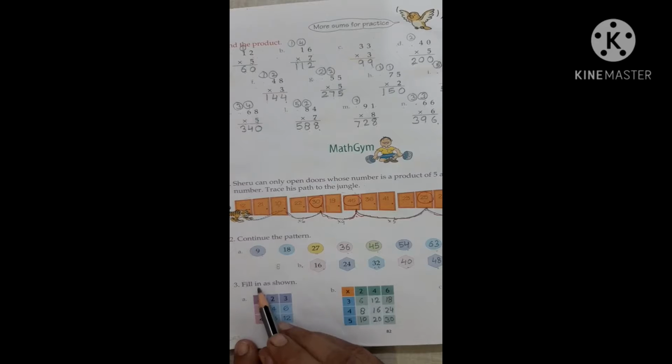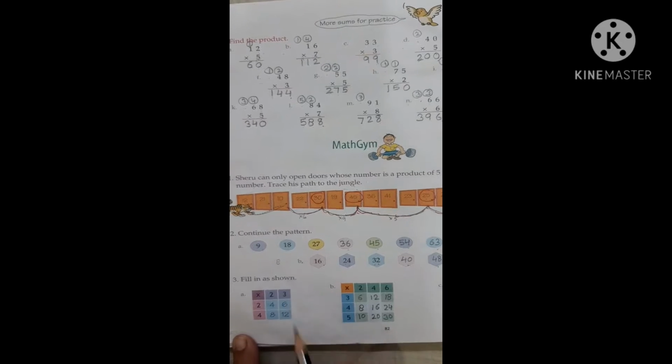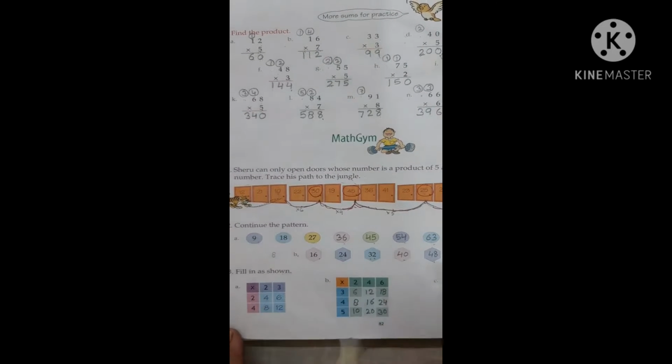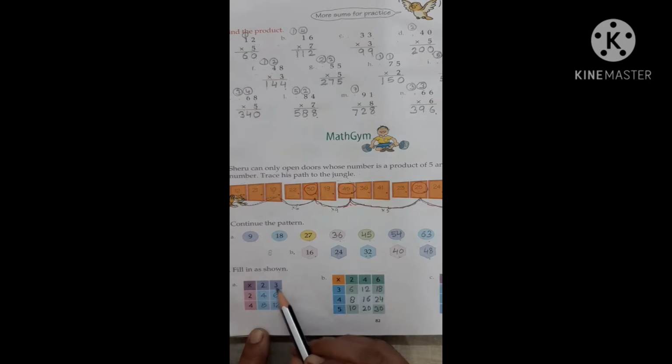Now, next, fill in as shown. Look here first. It is solved for you. How will you solve it? 2 multiplied by 2 is 4. Write here 4. 2 multiplied by 3 is 6. So, write here 6. 2 2s are 4. 2 3s are 6. Same as you will do with number 4. 4 2s are 8. 4 3s are 12.